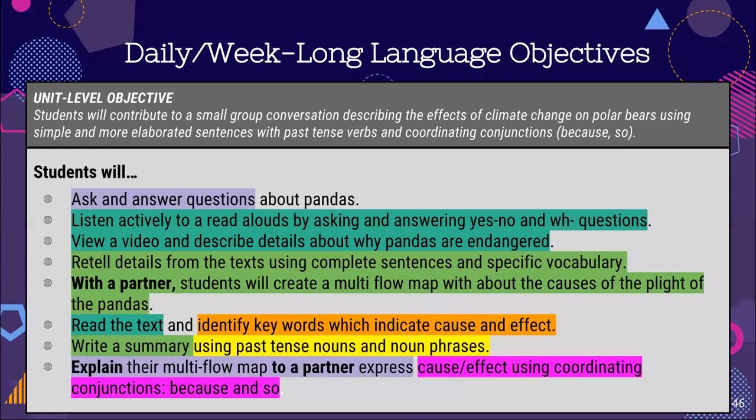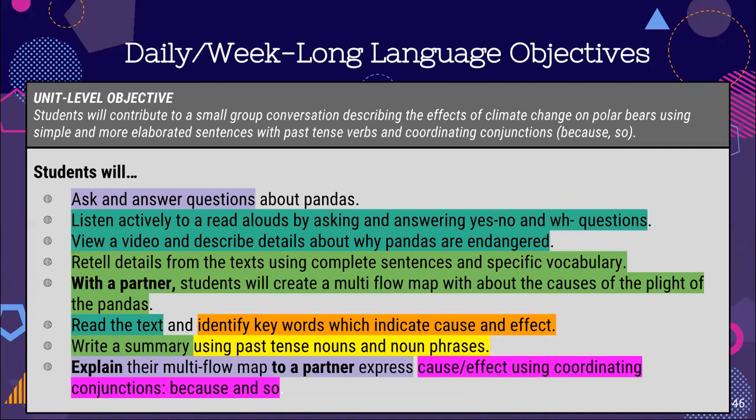An example of what this might look like, I came up with this one with a group of teachers when we were planning the unit, which was connected to third grade science. And they were reading about panda bears. They're reading many different things about pandas. But the language objective that we came up with for during ELD was that they would contribute to small group conversations describing the effects of climate change on polar bears, and they would use simple and more elaborated sentences with past tense verbs and coordinating conjunctions, because and so.